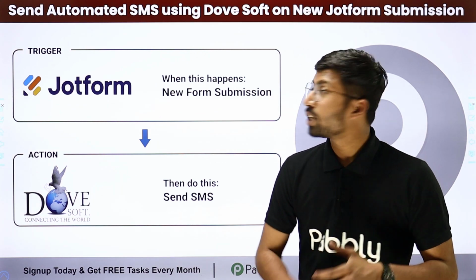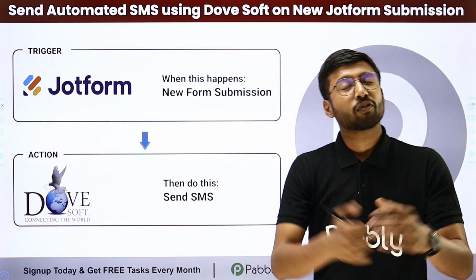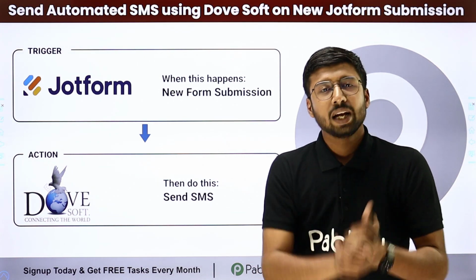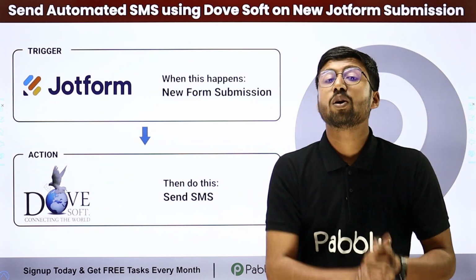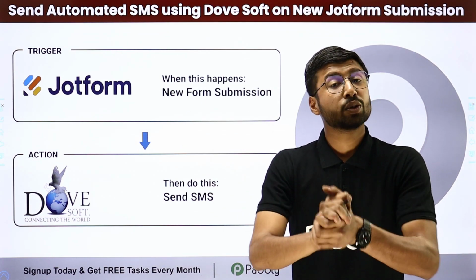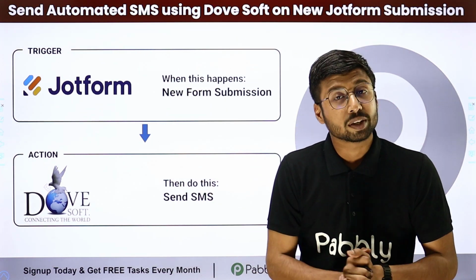So in this video, we are going to learn how to send automated SMS using Jotform on new Jotform submission. Let's say you have created an online form using Jotform and you want that whenever you receive a new form submission in Jotform, you want to send an SMS notification to the same person who made the form submission. So let me tell you, you can completely automate this process.